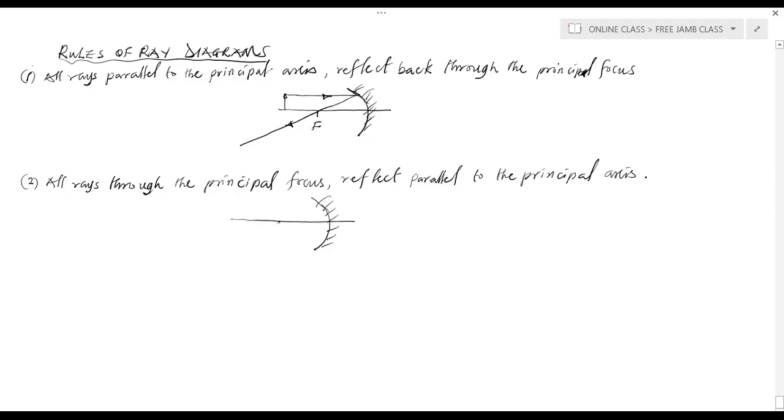You have the principal focus here. You must draw another ray passing through the principal focus like this. See, the arrow is going down through it. Then you must draw it parallel, again parallel to this line.